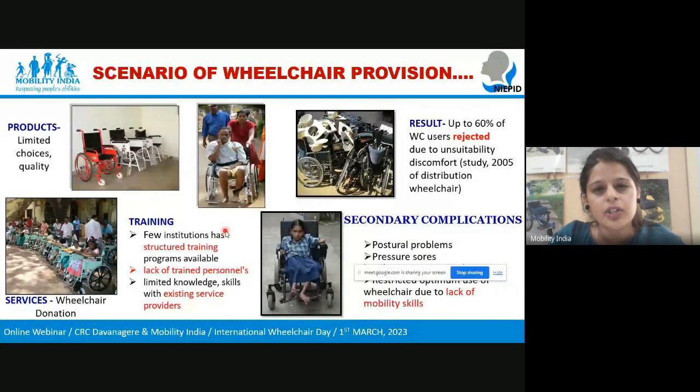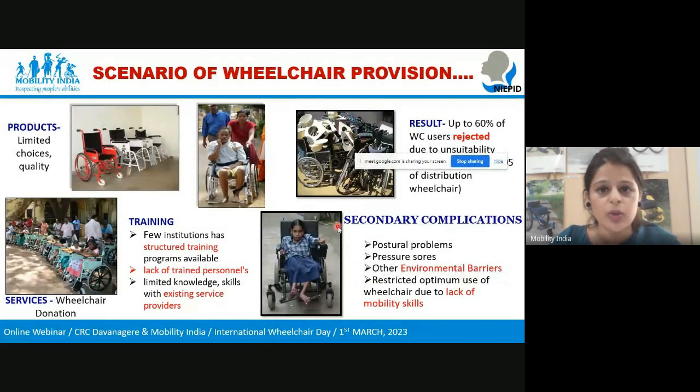Talking about another aspect, training: there are very few institutions that provide a structured training program in this field, and there is also a lack of trained professionals who directly train the service users. The existing service providers, with limited skills and knowledge, provide the wheelchair, which all ends up with the development of secondary complications like postural defects, development of pressure sores, and environmental barriers, which restrict the user from the optimum usage of the wheelchair.